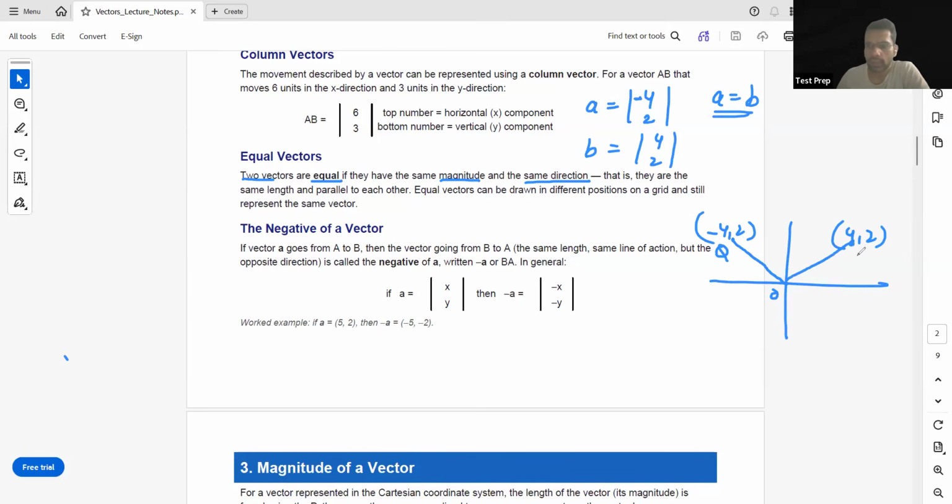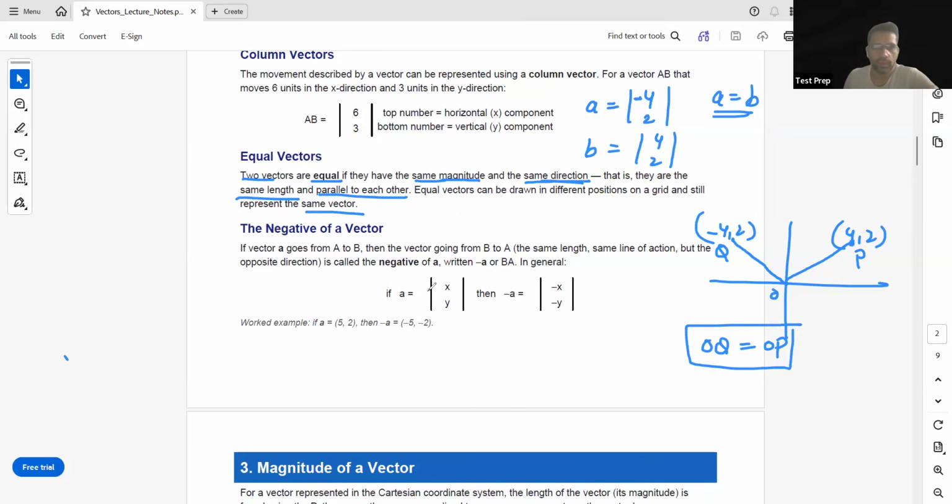Here is O, here is P. Their direction is different, but their magnitude is the same, meaning we can say OQ is equal to OP. But the direction has a difference. That's why we can't say A and B are equal vectors. If A and B are equal vectors, they have the same magnitude and the same direction. That is, they are the same length and parallel to each other. Equal vectors can be drawn in different positions on a grid and still represent the same vector.